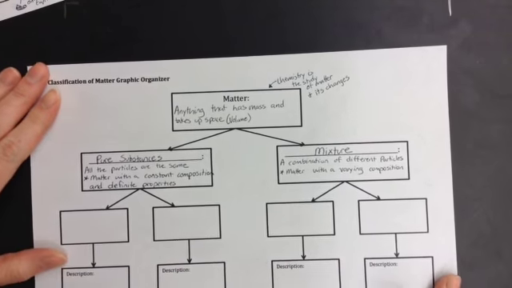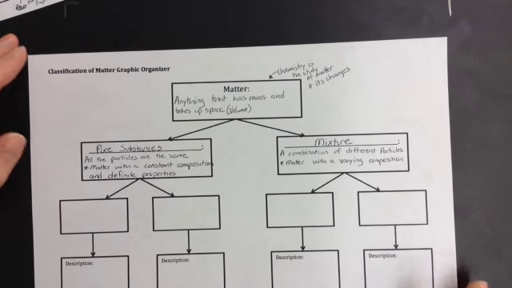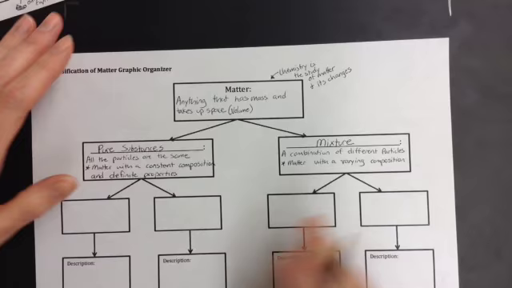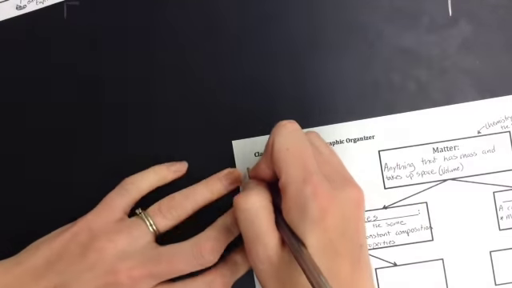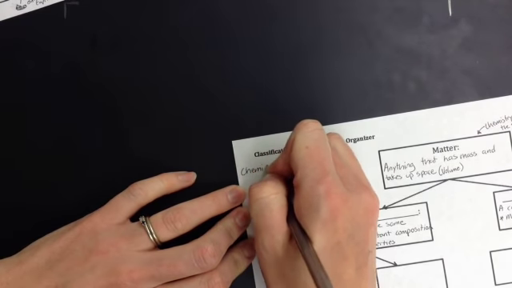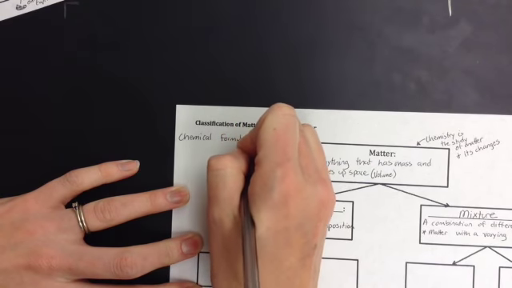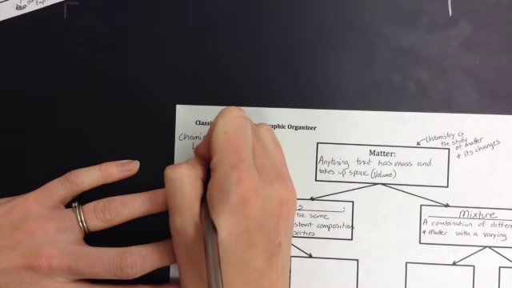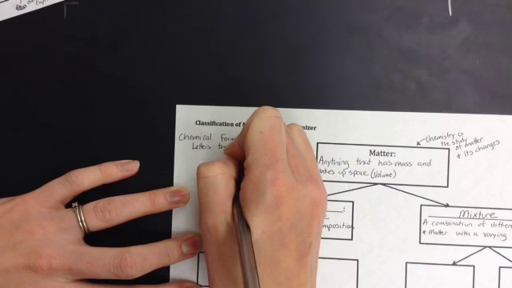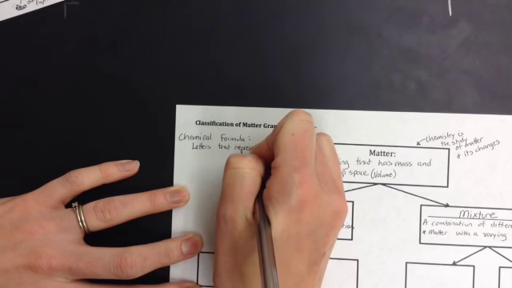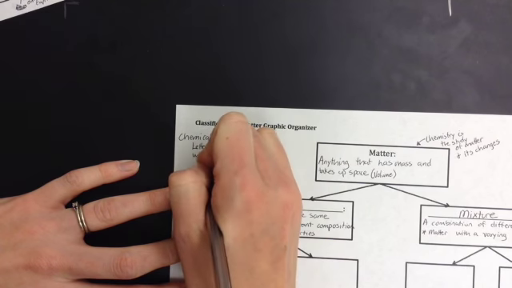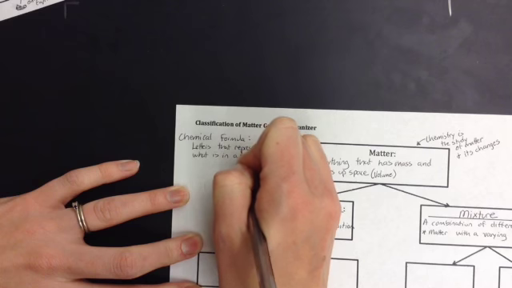So when you look at pure substances and mixtures, we use some things called chemical formulas, which I'm going to jot up here. A chemical formula is a set of letters that represent what is in a substance.